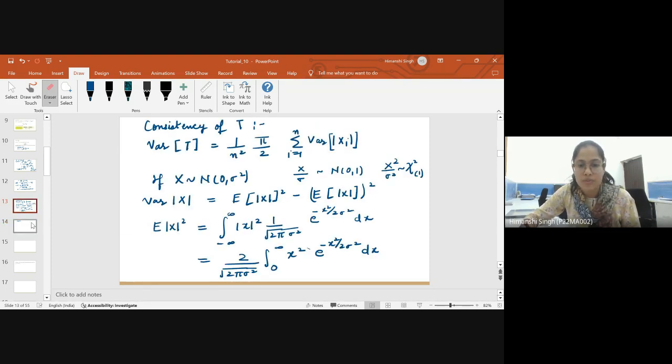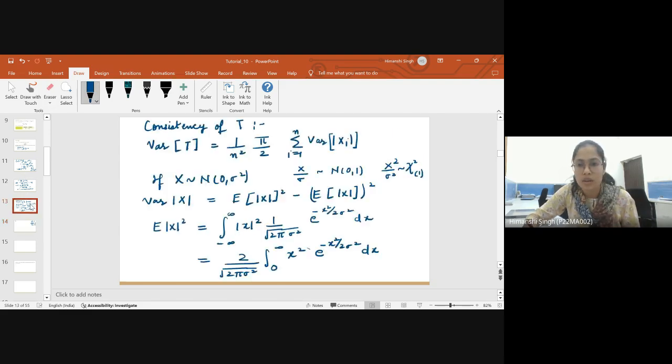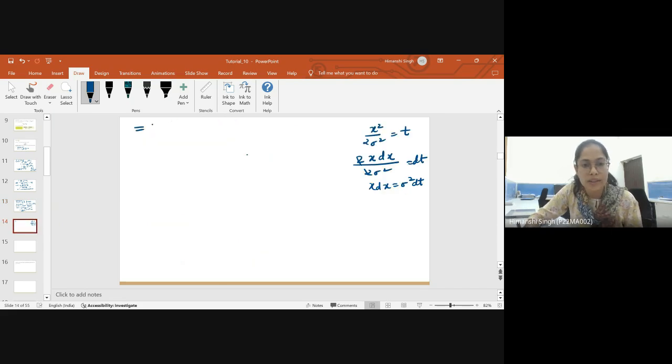So here if this x square by 2 sigma square is t, then 2x dx divided by 2 sigma square will be dt. So this 2 will get cancelled and x dx will be sigma square dt. Okay, so this equation will become, I'm solving it. So this will be under root 2 upon pi already, or I can say 2 upon under root 2 pi sigma square integral 0 to infinite.